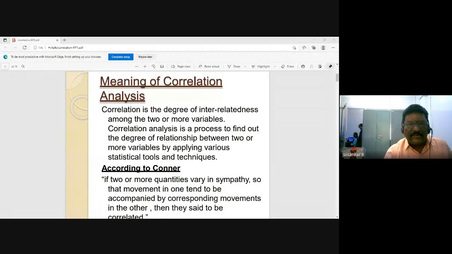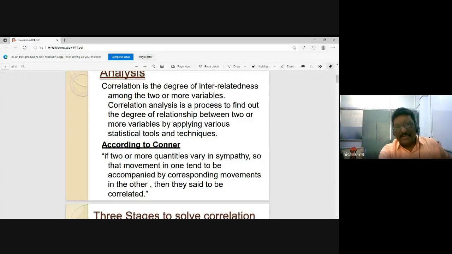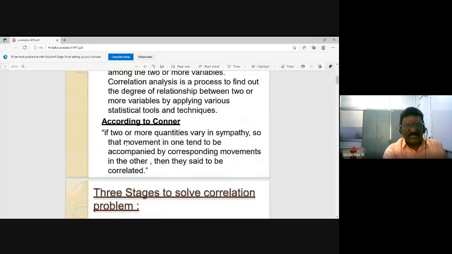Yes, okay. So, as I told you, correlation is the degree of relationship between two or more variables. I told you, I just picked this up from some other source.